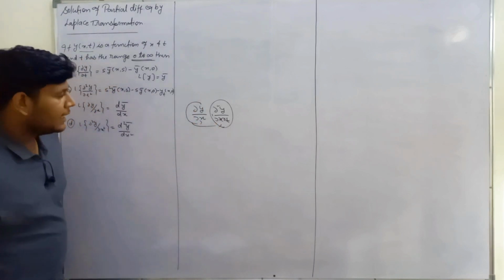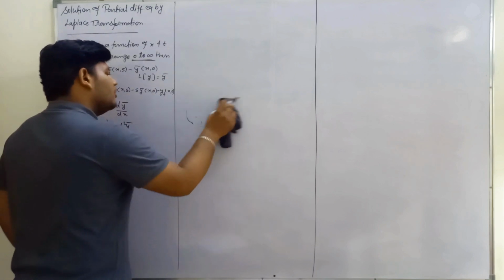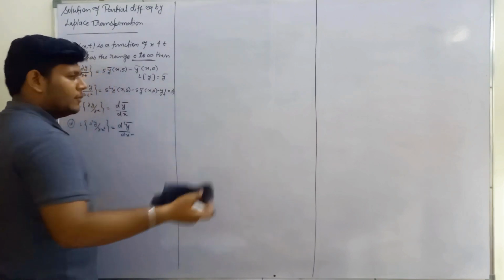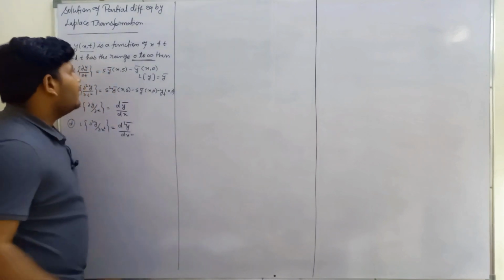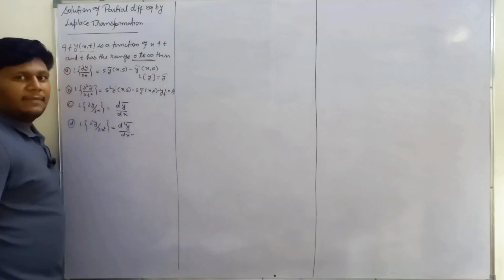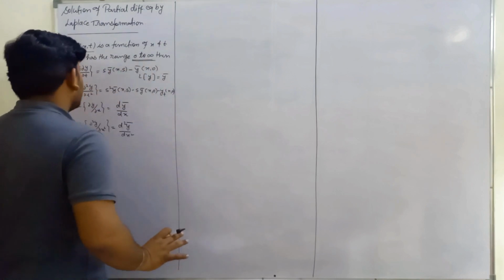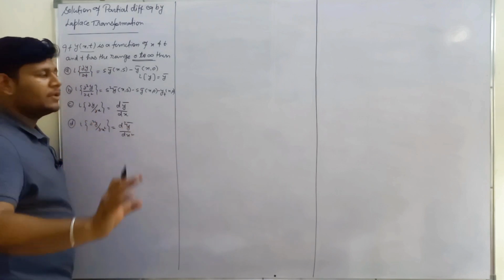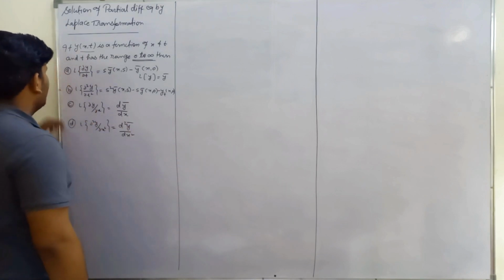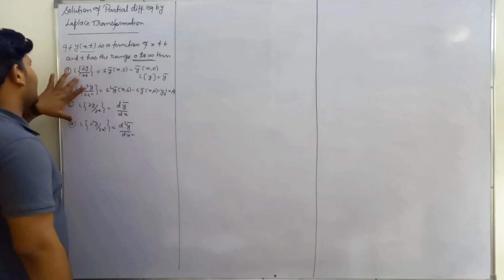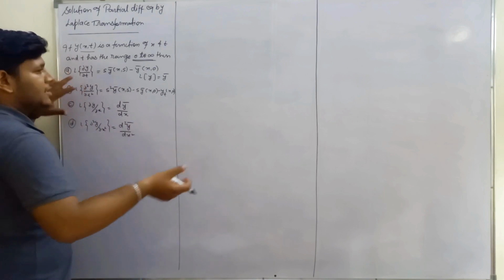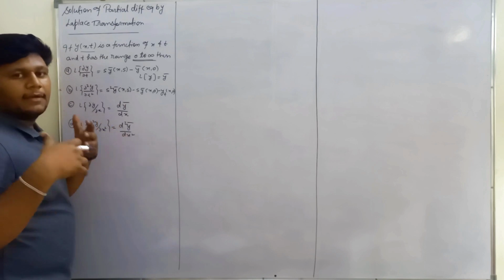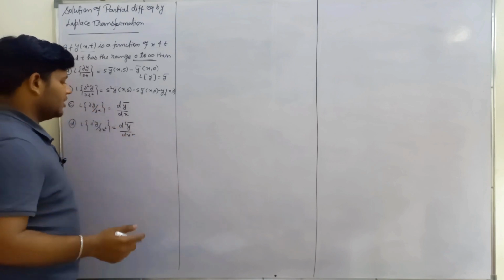So basically, one of the independent variables, or both of the independent variables, should have range 0 to infinity. Then we can solve the partial differential equation by using the Laplace transform. Now here is the standard form, and I'm going to talk about the steps.